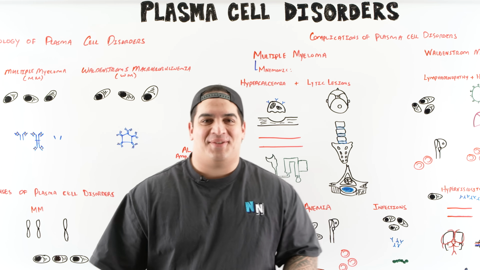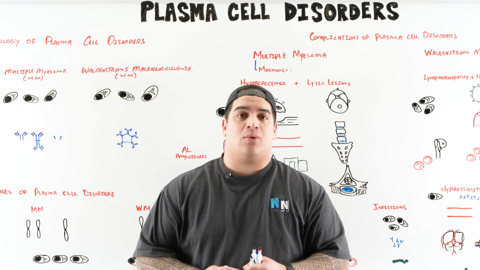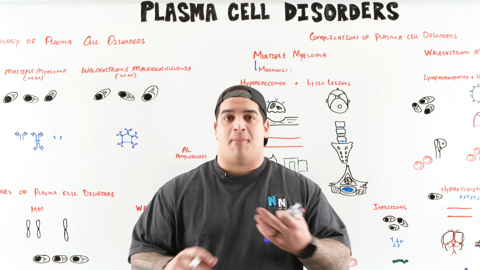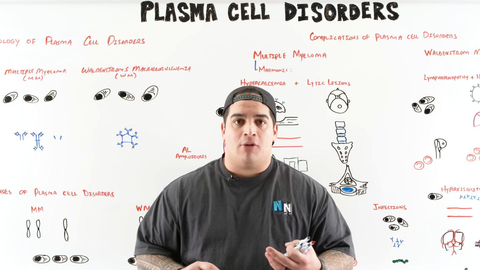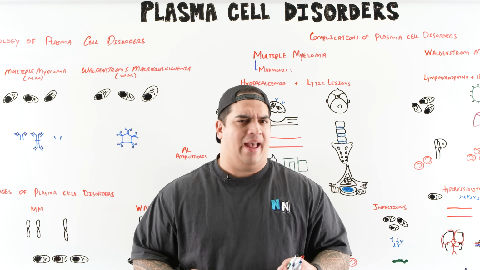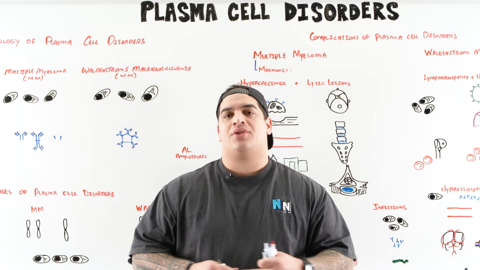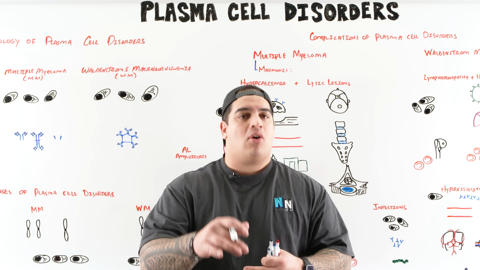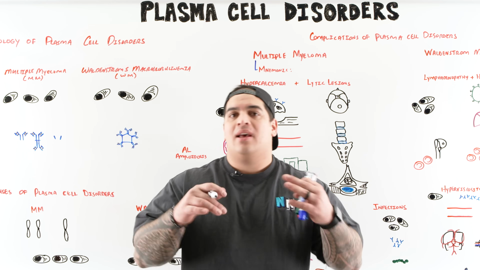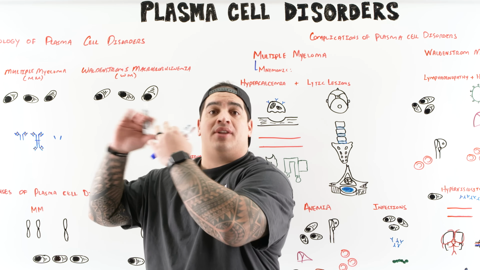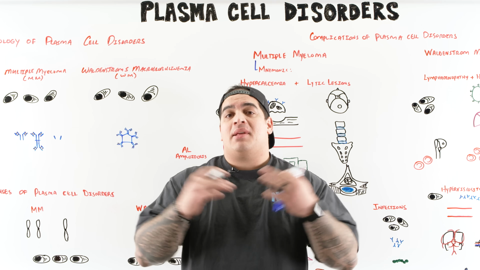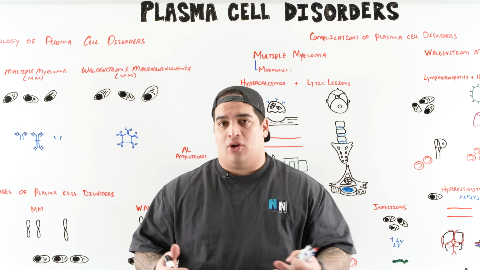What's up, Ninja Nerds? In this video today, we're going to be talking about plasma cell disorders. That includes the following: multiple myeloma. It includes monoclonal gammopathy of undetermined significance. That's a heck of a name. And also Waldenström's macroglobulinemia. We won't be talking about amyloidosis in this lecture. That'll have a dedicated lecture on its own. But these are going to be the primary things that we're going to focus on in this clinical medicine lecture.